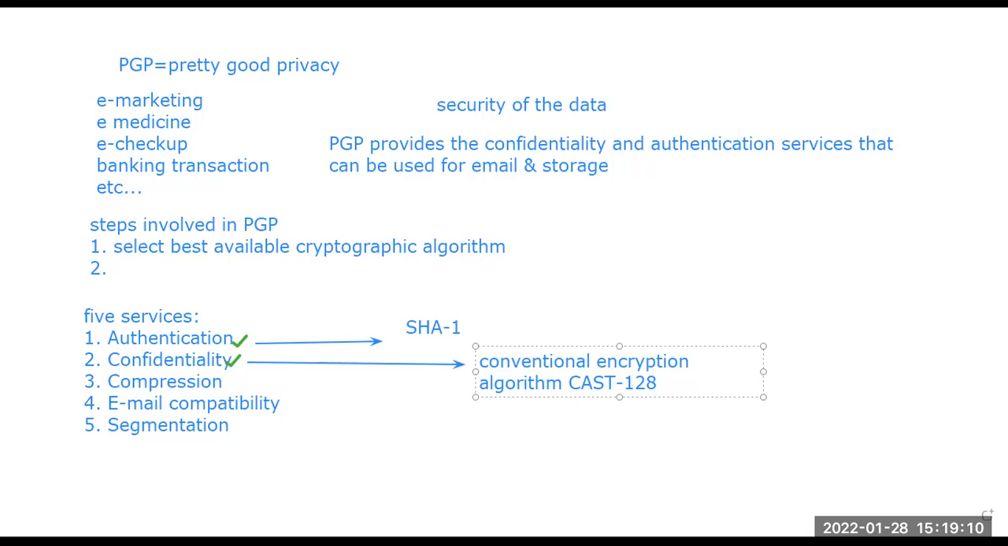Now coming to the third part, that is compression. By default, PGP compresses the message after applying the signature but before the encryption process.